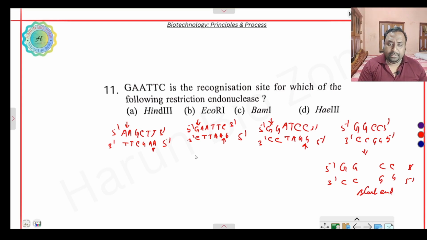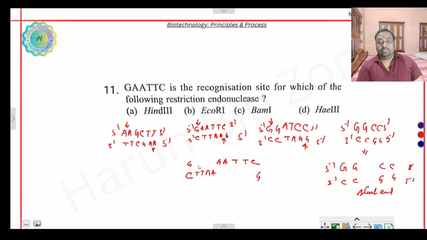But in the case of EcoRI, the sequence gives what is called a sticky end.